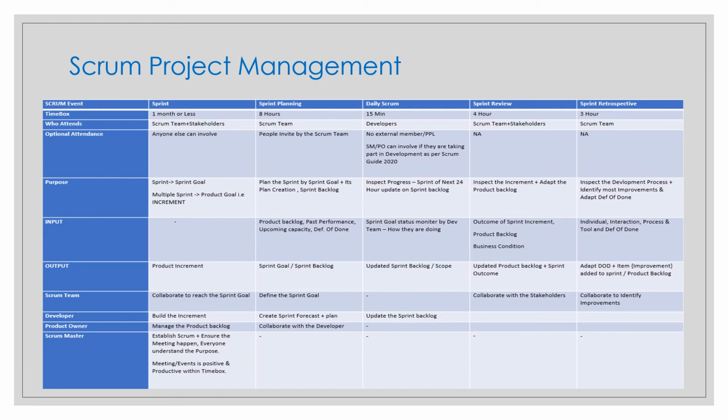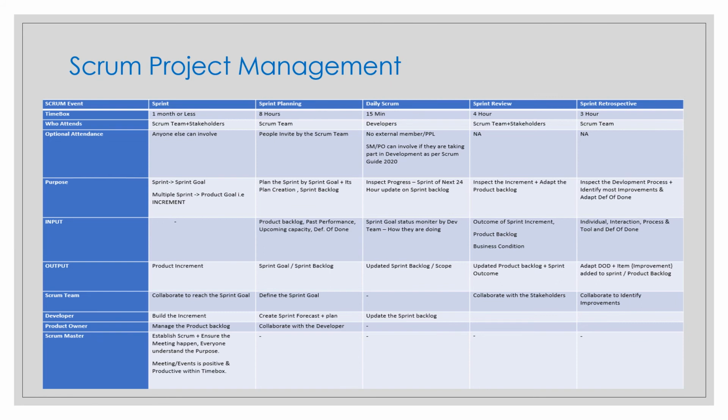Okay. So this is the overall Scrum project management and Scrum overview for your Scrum events, right? Let's have a quick revision on that. Your Scrum events are sprint planning, daily Scrum, sprint review, and sprint retrospective. What are the time boxes? Your sprint will be 1 month or less. Sprint planning will be 8 hours, daily Scrum will be 15 minutes, sprint review will be 4 hours, and sprint retrospective will be 3 hours.